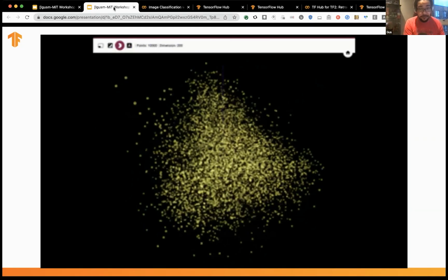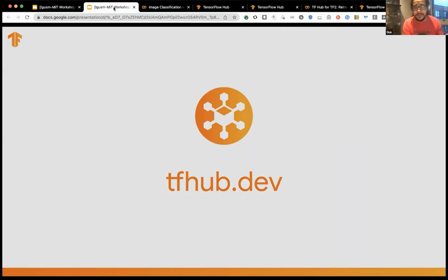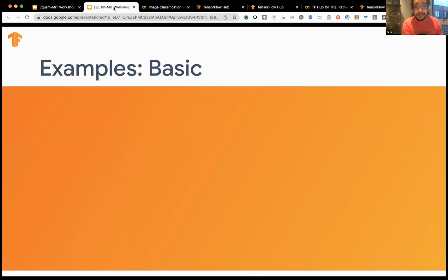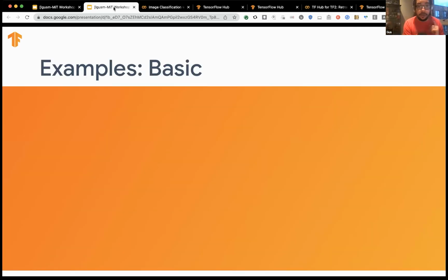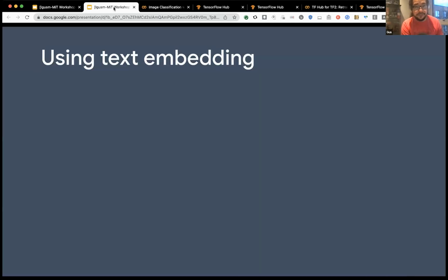And why am I talking about this? Because TensorFlow Hub has a lot of language embeddings for you to try directly. It has them in many languages, many sizes, and many techniques, so that you can easily try. Let's take a look at one quick example. I'm not going to go into code now because we don't have enough time.